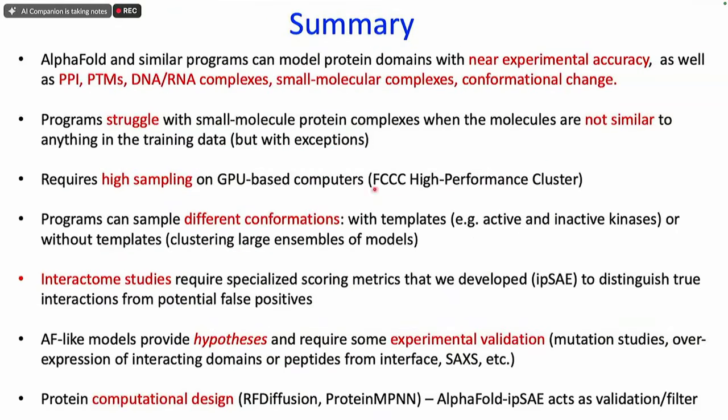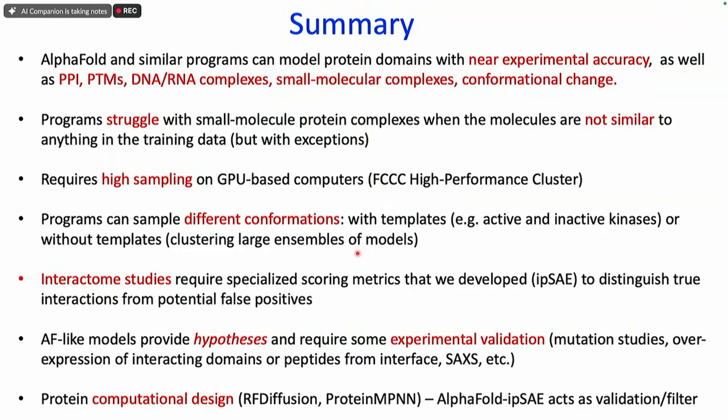So I just want to summarize. AlphaFold and programs like it can give you structures with near experimental accuracy, as well as doing protein-protein interactions, post-translational modifications, DNA-RNA complexes, small molecule complexes, and, though I haven't shown you, different conformational changes.